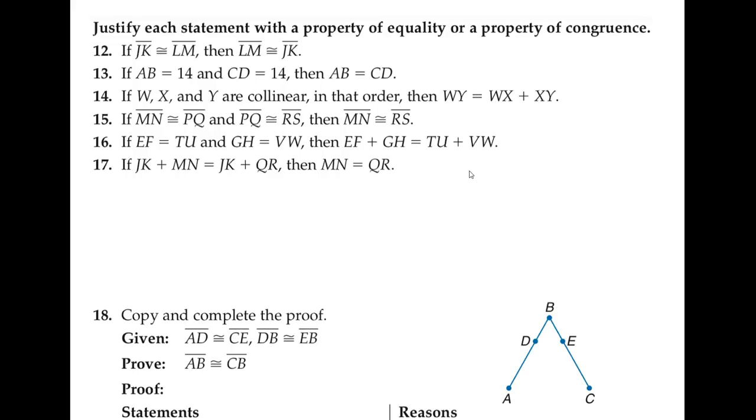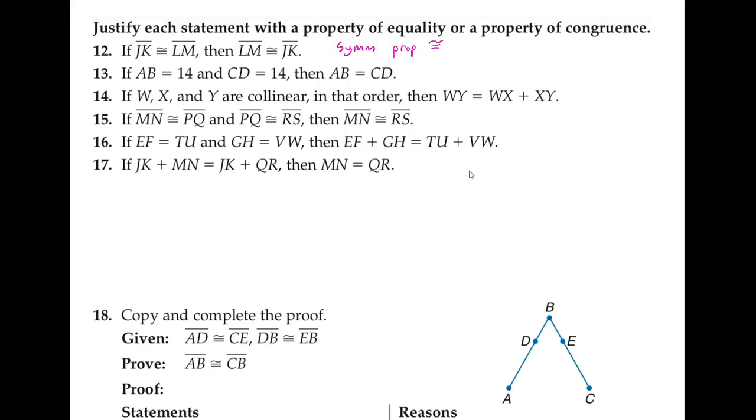All right, so let's do another one. JK is congruent to LM, then LM is congruent to JK. That's the one we're not going to use much. That's the symmetric property, saying you can reverse the order. We're talking about congruence. Again, we're not going to use that much, but it's there.